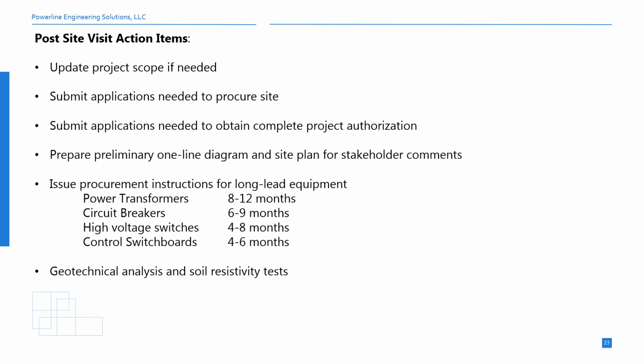Preliminary one-line diagrams and site layout plans need to be prepared for stakeholder comments. Procurement of all long lead items such as transformers and breakers should also be underway. Geotechnical analysis and soil resistivity tests for the chosen site must be completed at this time.